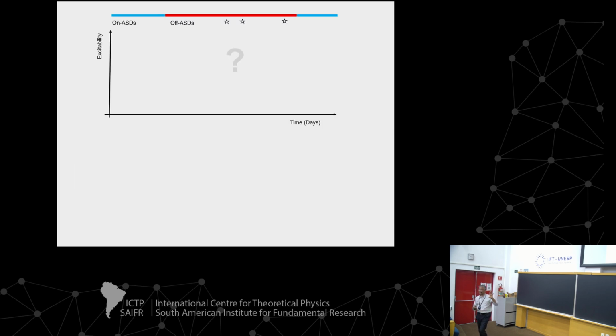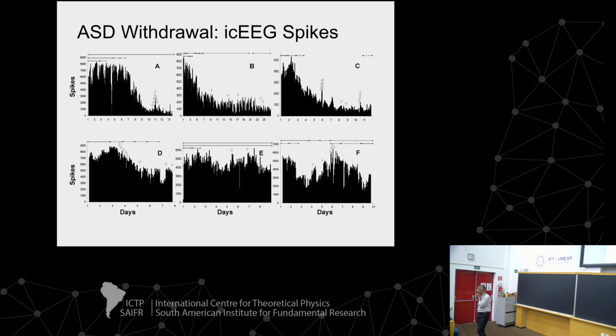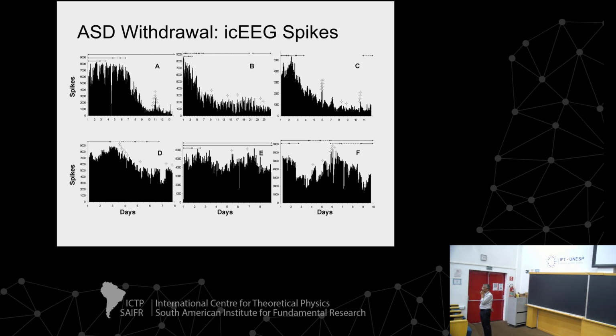So, going back to the question that I posed, yeah? Those rats, at first when you take off the drug, it seems like you first have a high number of spikes, and after that it falls. Do you have an explanation for that?